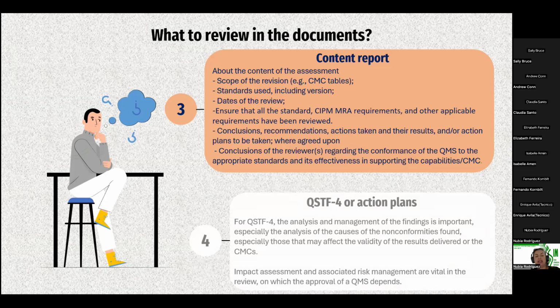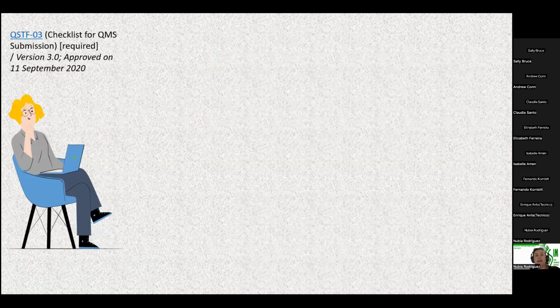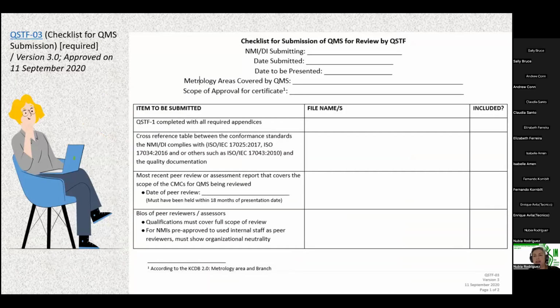The QSTF-4, it's very important that management of the findings is analyzed in the appointed institute or the National Metrology Institute, and the analysis of the causes for non-conformities found, especially those that might affect the validity of the results that were delivered or the CMCs. The impact assessment and the risk management that is associated is also vital for this review, because it is up to these that there will be an approval for the quality management system. Well, a bit, and this is something that Fernando will explain later.